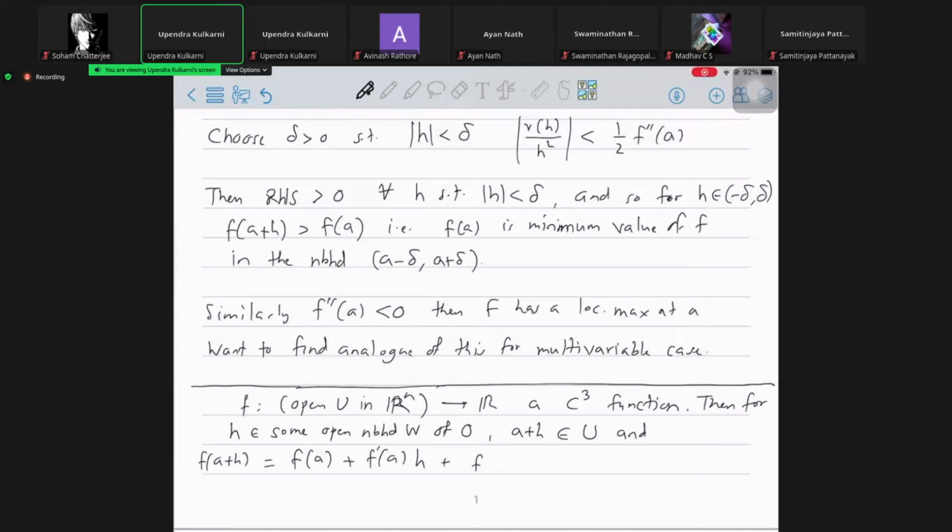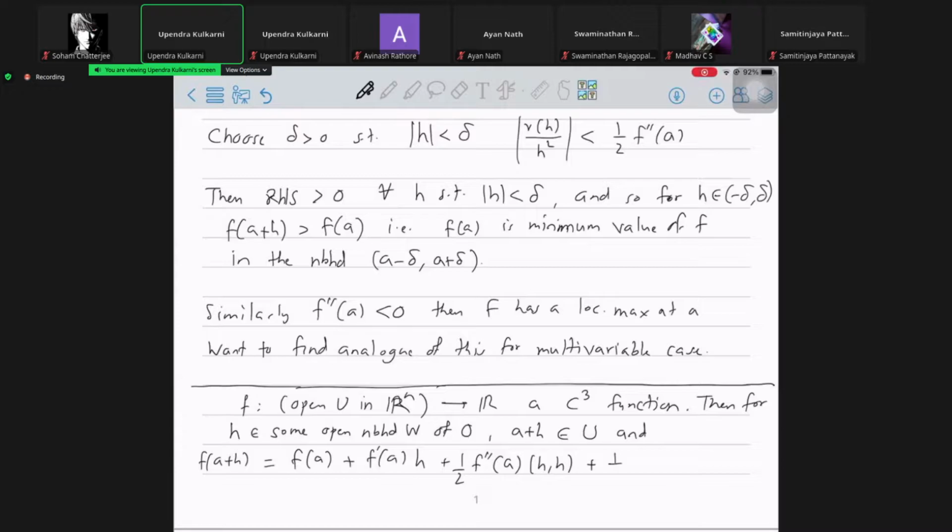And okay, what is the next term? So f double prime of a times 1/2. Now h squared doesn't really make sense, but I can think of f double prime of a applied to the point h comma h, understood suitably. Right? And then we have the error term, or rather the remainder term.